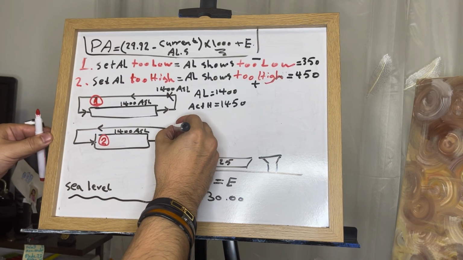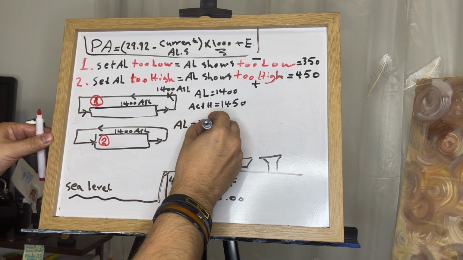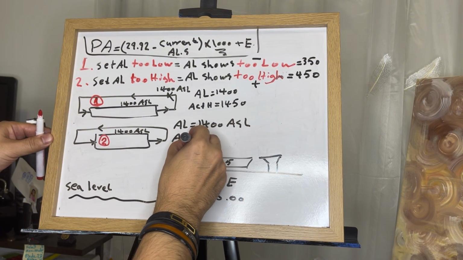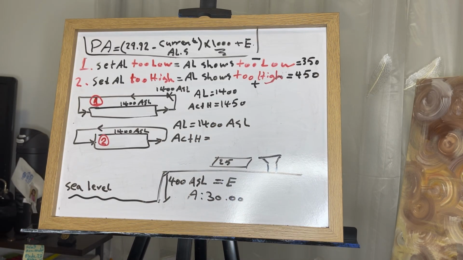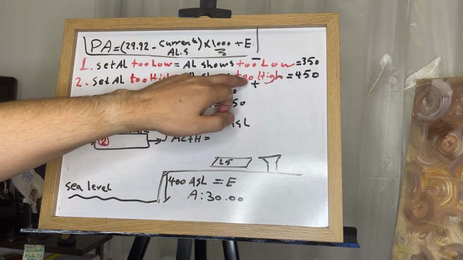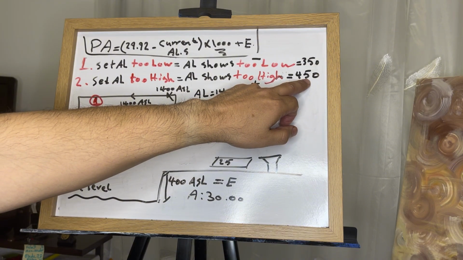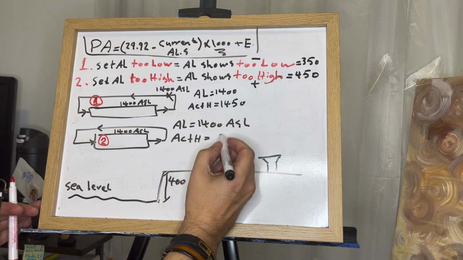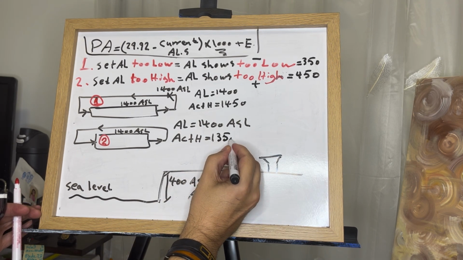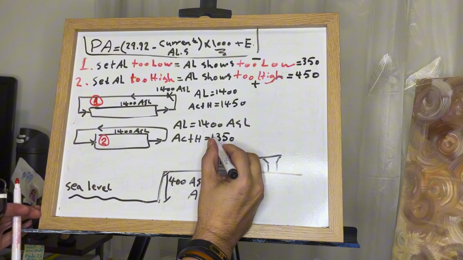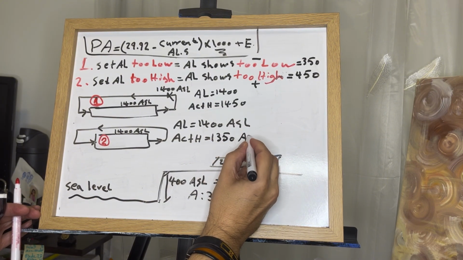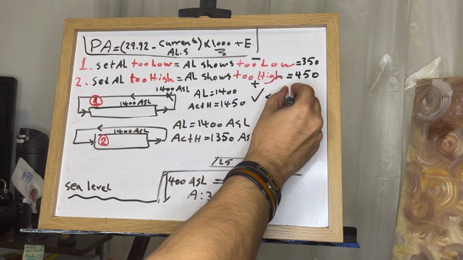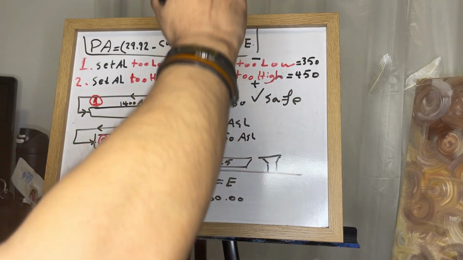The altimeter shows 1,400 feet above sea level, but the actual height, due to setting the altimeter too high, is 50 feet lower. When you are in flight in the air, your actual height is 1,350 feet above sea level. In scenario number one, you are safe because you are 50 feet above the indicated height.